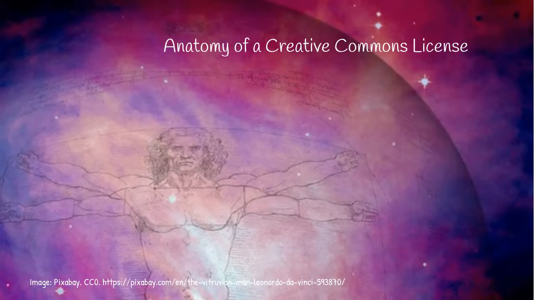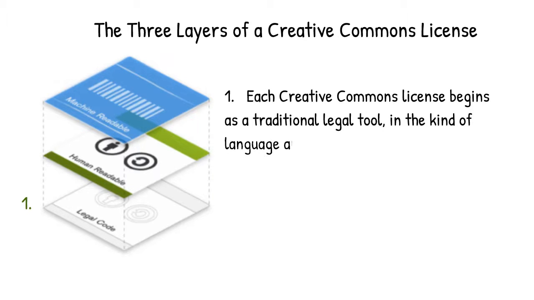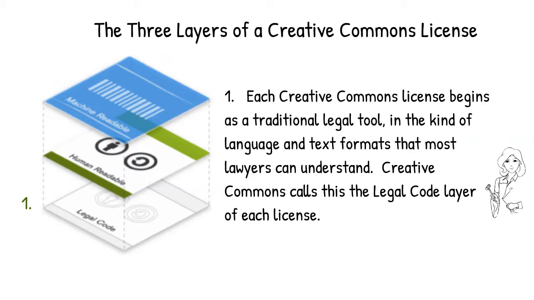The anatomy of a Creative Commons license. There are 3 layers to a Creative Commons license. First, each Creative Commons license begins as a traditional legal tool in the kind of language and text formats that most lawyers can understand. Creative Commons calls this the legal code layer of each license.